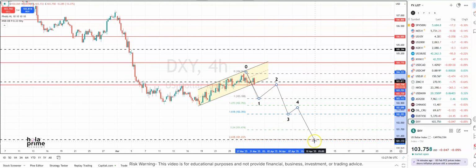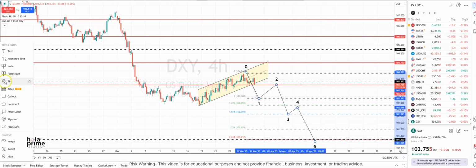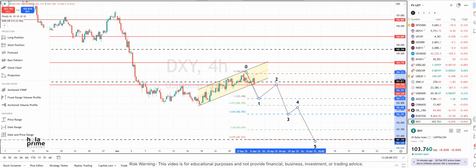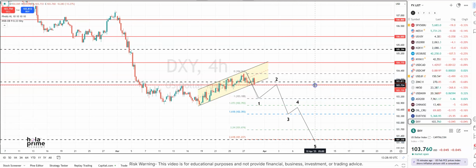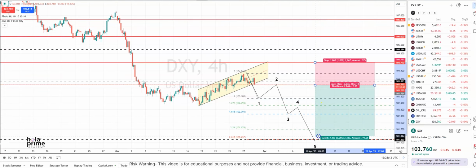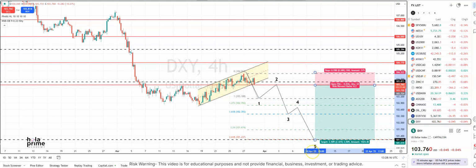Why do I like to do that? Well, the reason why I like to do that is because I know where I can place my entry level, I know where I can place my target level, and I know where I can place my stop loss, which will be above the previous swing high. So it immediately gives me a solid risk reward factor.